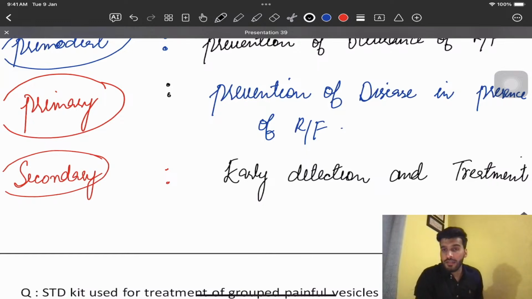Okay guys, the disease is present, you try to diagnose it early, or you are giving the particular treatment for that. For example, rifampicin, dapsone and clofazimine for leprosy is which level of prevention, guys? Secondary level of prevention. When the disease is present, you are diagnosing it as early as possible and giving the particular treatment for that disease. Such type of prevention is called secondary prevention.